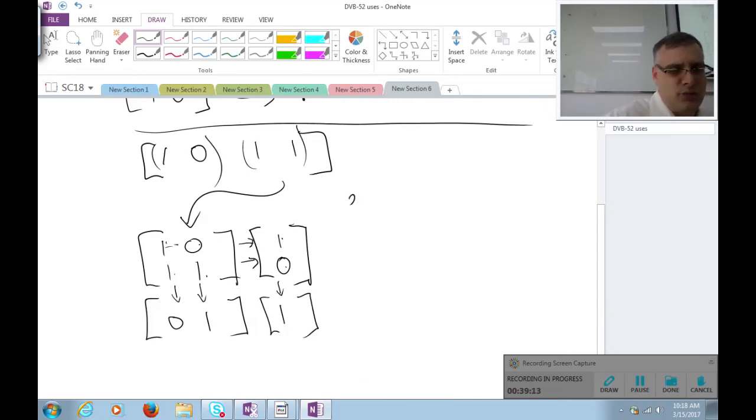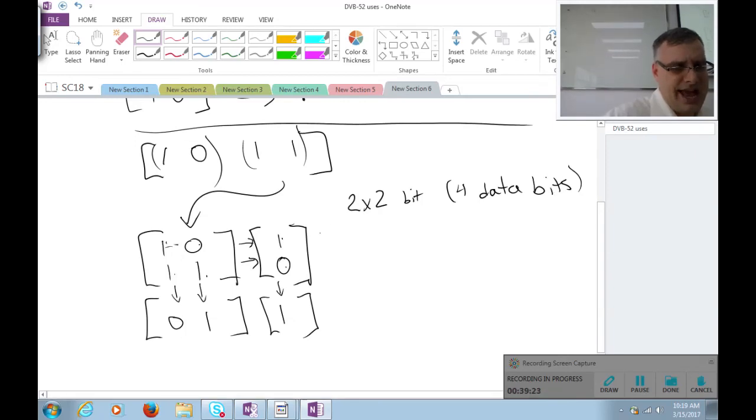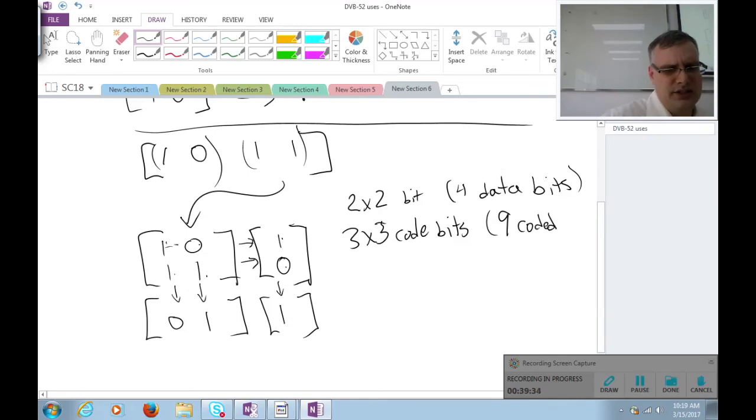So now I started off with a 2 by 2 bit matrix, or 4 data bits, and now I've got a 3 by 3 matrix of coded bits. If I wanted to transmit that, it would now require 9 coded bits of transmitted data.